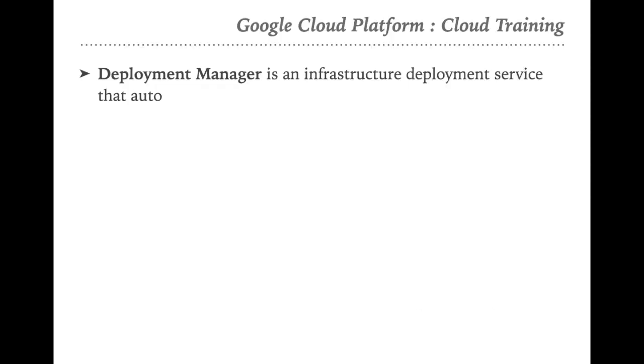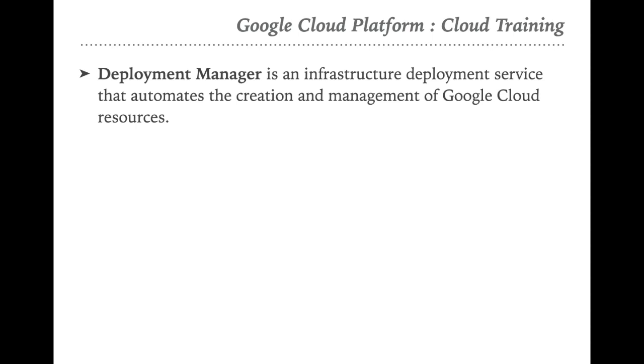So let's start. Deployment Manager is an infrastructure deployment service in Google Cloud which will help you to create the resources in Google Cloud. With the help of Deployment Manager, you can create multiple resources in Google Cloud which are part of a single deployment. You need to create a configuration file, and with the help of Deployment Manager, you can run that particular file, and then Deployment Manager will create all the resources which are defined in that particular file.